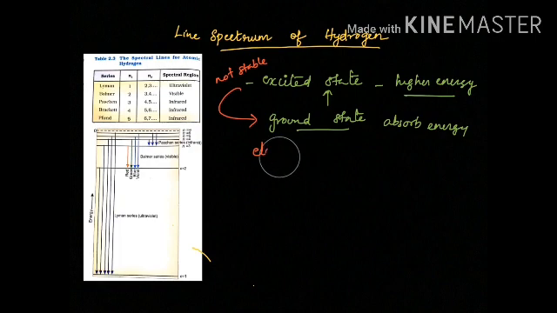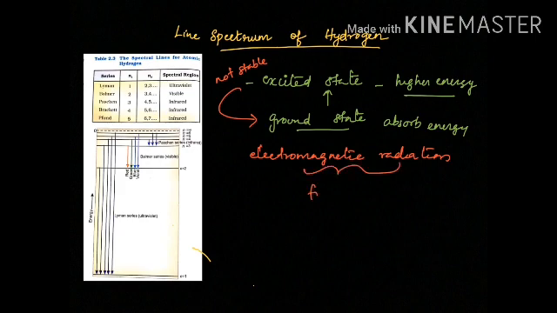Electromagnetic radiations. It will emit electromagnetic radiations. It will come back to the ground state by emitting electromagnetic radiation. So each molecule or each atom has a capacity to emit electromagnetic radiations of a particular frequency, a particular frequency or particular wavelength only.